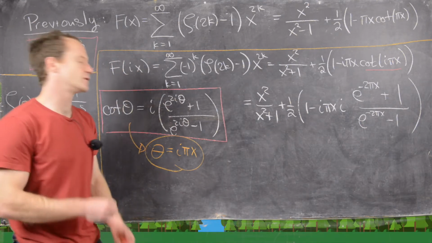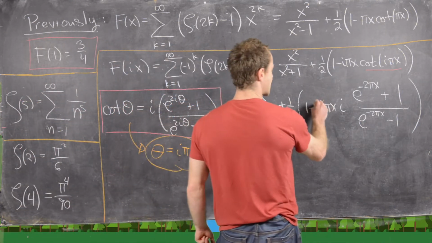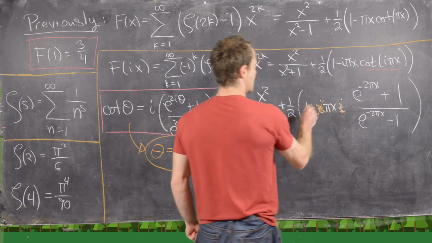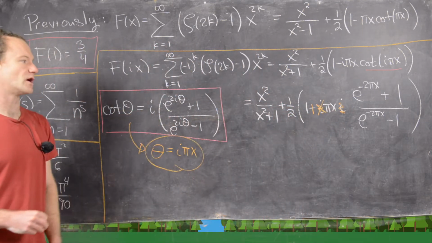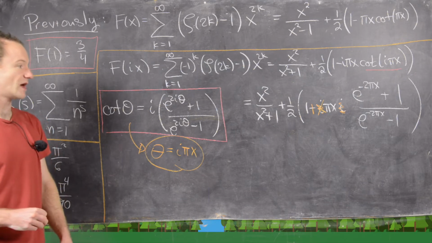Now let's notice we can do a little bit of simplification. So this i and this i can cancel, and that'll give us a minus 1, which is going to cancel that to a plus.